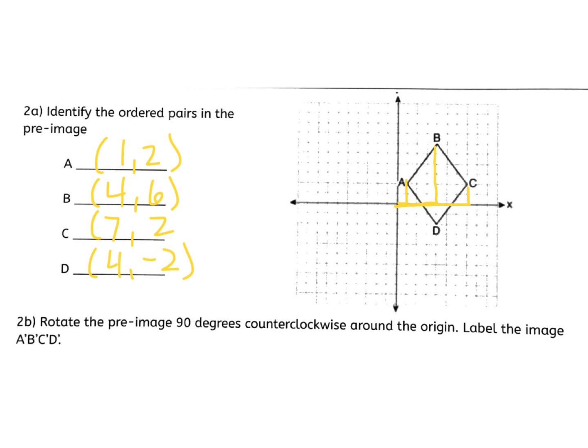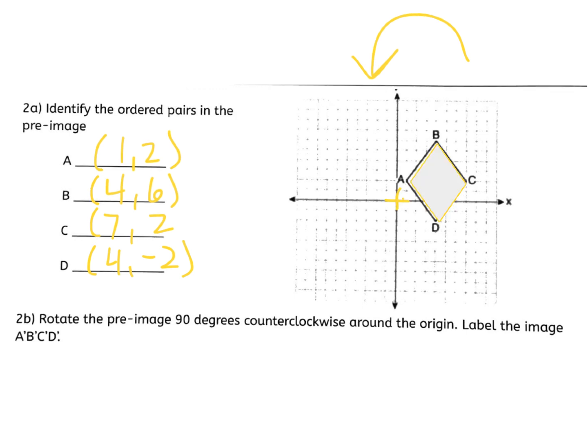Okay, so check your points. Clean that up. Now we're going to rotate the pre-image 90 degrees counterclockwise. So that means we're going to rotate it backwards, and it's going to be around the origin. So when you're using your patty paper, you want to make sure you do your X marks the spot and that you rotate it backwards 90 degrees. Okay, so we're going to go counterclockwise 90 degrees. If it allows me to turn this.